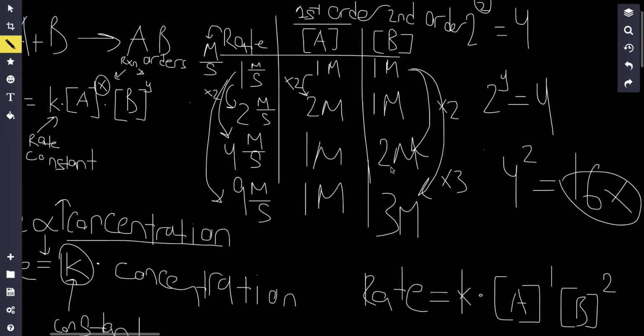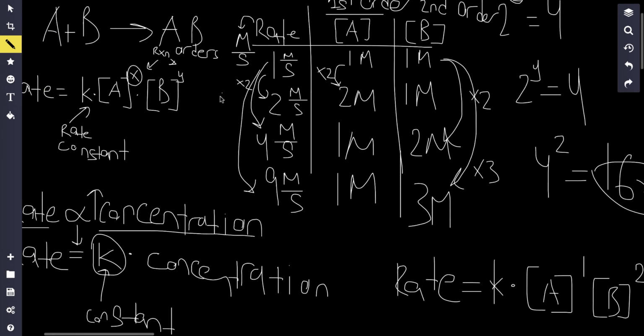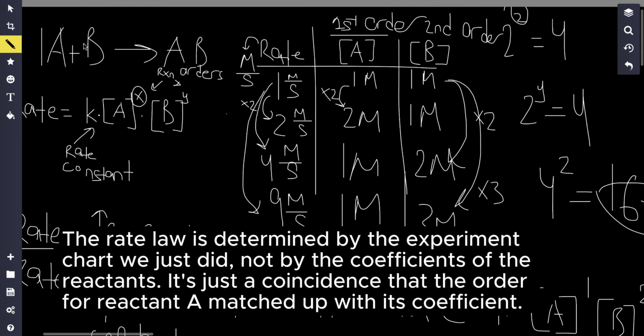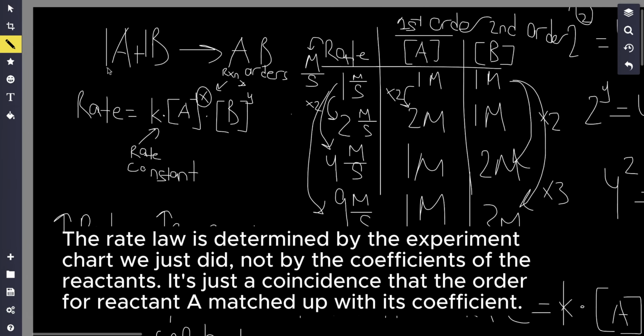It's important to know that we get the reaction orders from the experiment that we do. So we get these values experimentally, okay? This is different from the coefficients of our reactants.